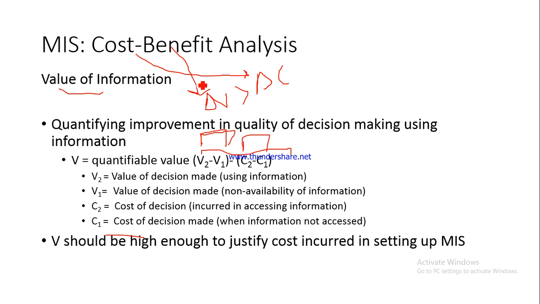V should be high enough to justify the cost incurred. The basic requirement is that the value should be positive at least, and the higher it is, the better it would be. So V should be high enough to justify the cost incurred in setting up MIS. If V is high enough, then only you go for the installation of the MIS or to set up the MIS. Fine.